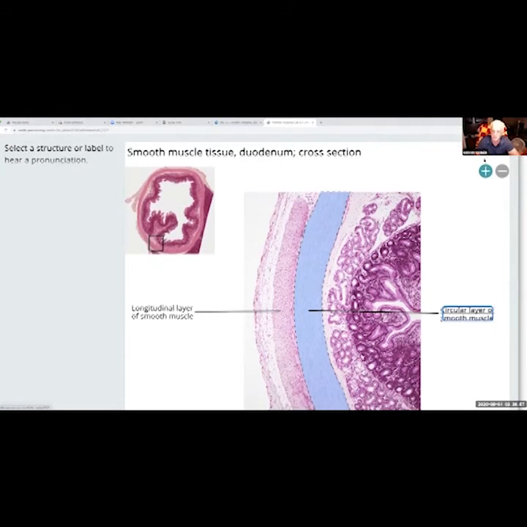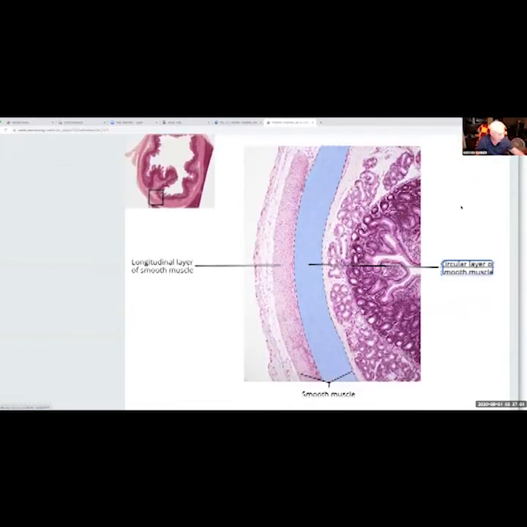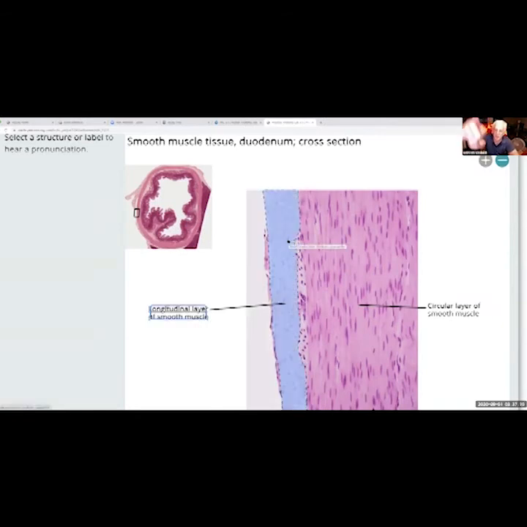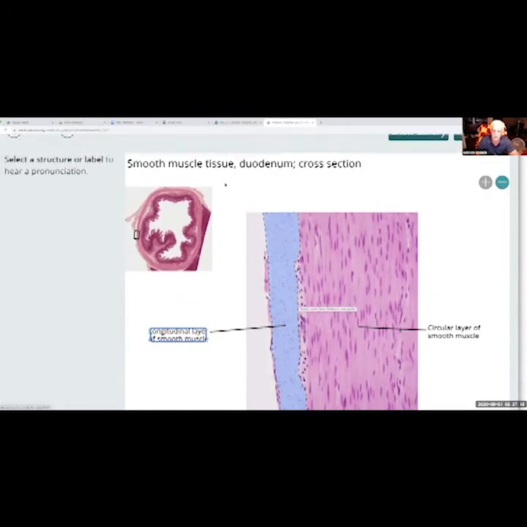Let's make this bigger. There we go. That's a good picture of it. Look here, this right there. Okay. Do you see any striations? You see lines going the longitudinal way, but nothing going crisscross. No striations. That's a circular layer of smooth muscle. That's what you want to look for. No striations.